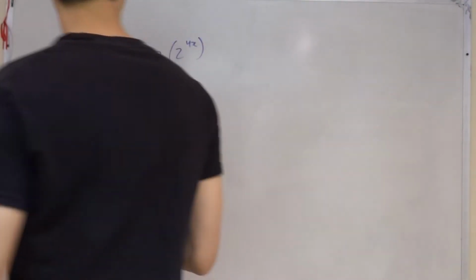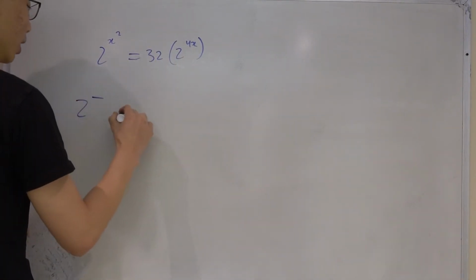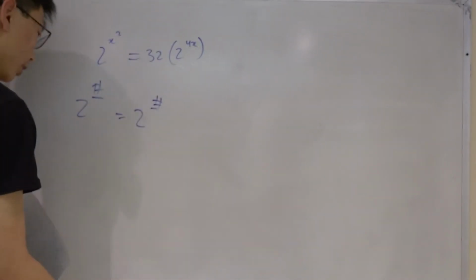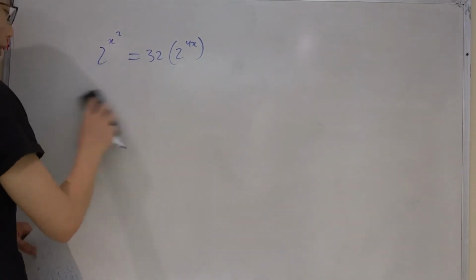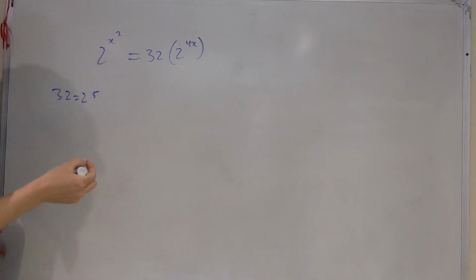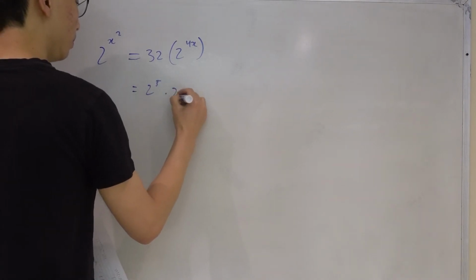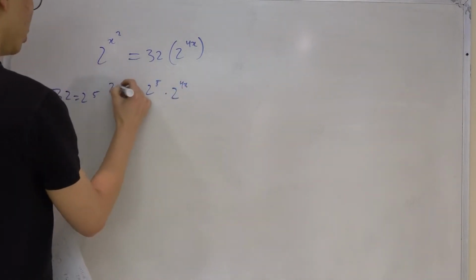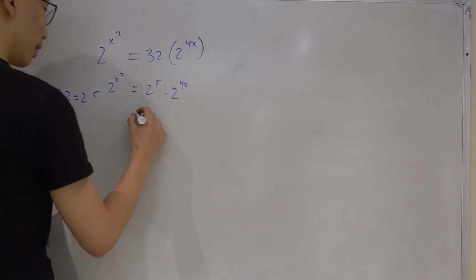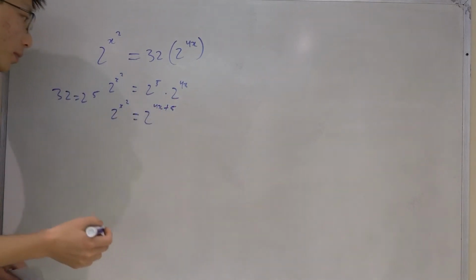Alright, so the first thing that you want to do is make sure that both sides are of the form 2 to the something equals 2 to the something. We don't have that here. We have a 32. And I hope you know that 32 is equal to 2 to the 5. So we're going to turn this into 2 to the 5. Then we'll use our laws of exponents. We can add together the exponents here. And that'll give us 2 to the 4x plus 5 equals 2 to the x squared.